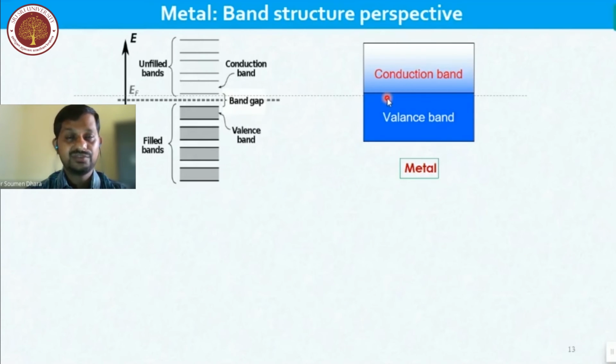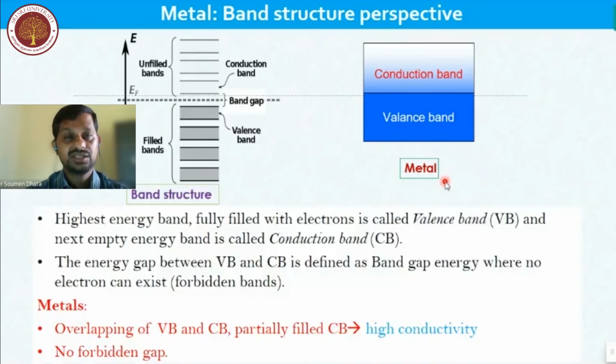Another important point to note is that, as there is partial overlapping, you can have free electrons available in the conduction band even in the absence of any external electric field. So that's why metals give you a very high value of conductivity even in the absence of any external electric field. This is the reason.